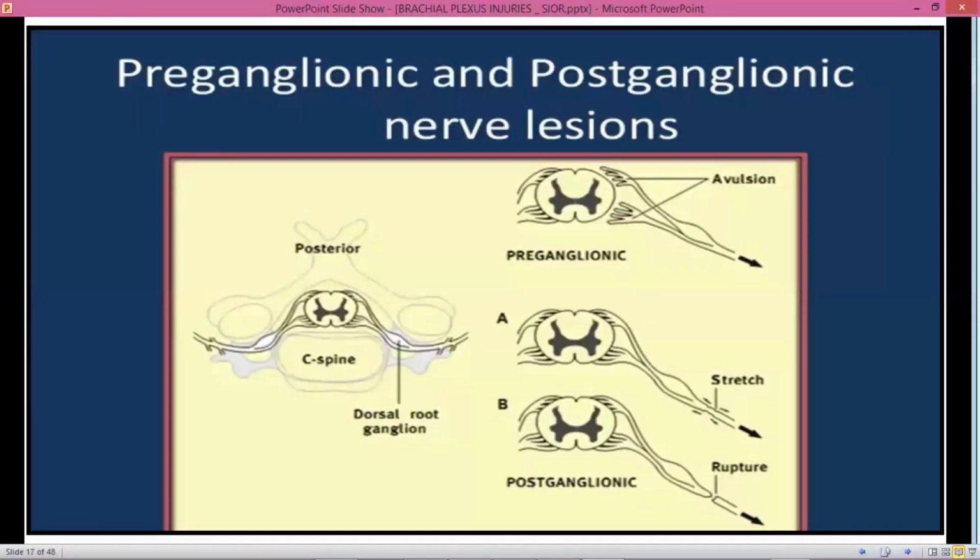Now this figure gives us a brief idea about the injuries. The first is a preganglionic injury, where you can see that there is an avulsion, so the nerve roots come out of the cord. Whereas the postganglionic has two types, A and B. A is where there is a stretch on the nerve, but the neural sheath and the root are intact. B tells us that the root is intact, but the sheath is ruptured. So hence the recovery will be slower in B.